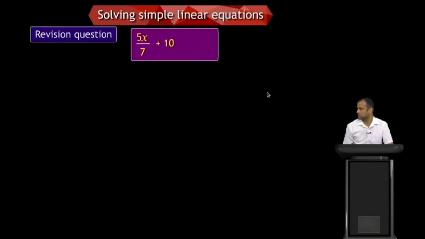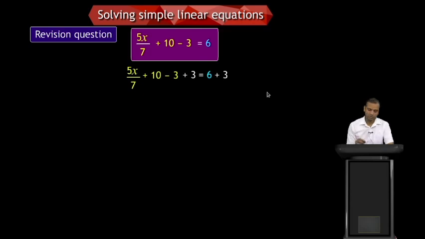Now this is an equation and you have to solve this one. First we have to remove 3, so we will add plus 3 on both sides. Then we have to remove 10, so we subtract 10 from both sides. For 7, multiply with 7, and for 5, divide by 5.